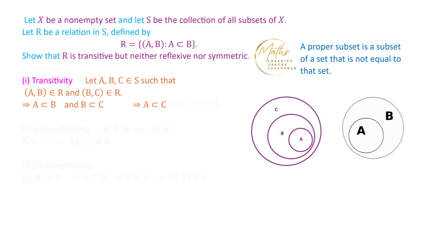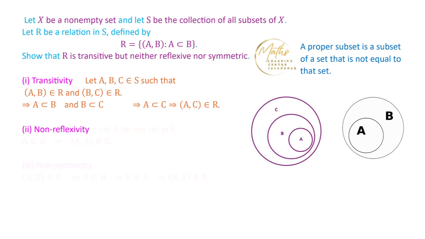So what we obtain from this, this implies that A and C are related by the relation R. So we have proved that if A and B are related, B and C are related, then A and C are related. So it means that this relation is transitive. Next, we have to prove that it is neither reflexive nor symmetric. So to prove it is not reflexive, we are going to give an example.